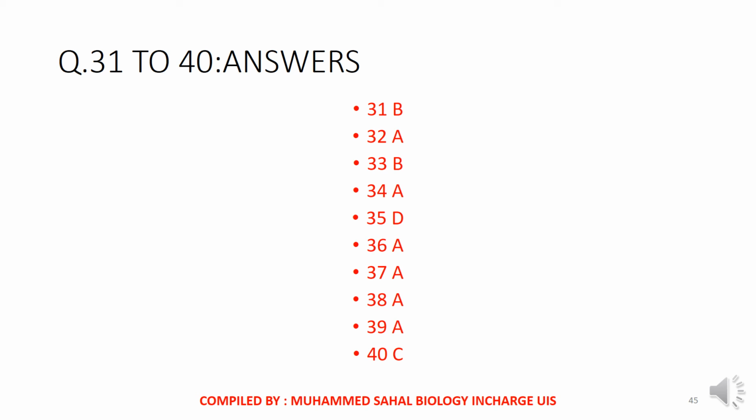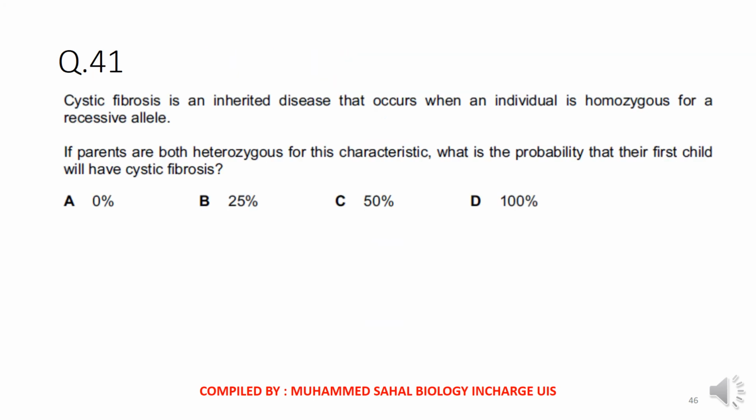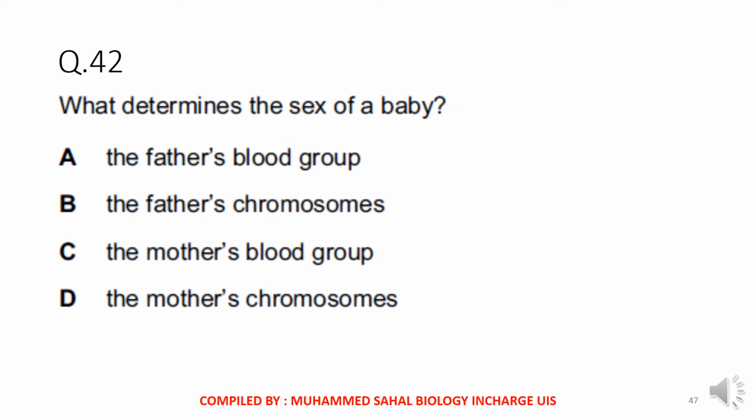Next, question number 41. Cystic fibrosis is an inherited disease that occurs when an individual is homozygous for a recessive allele. If parents are both heterozygous for this characteristic, what is the probability that their first child will have cystic fibrosis? The answer is B. Question number 42.